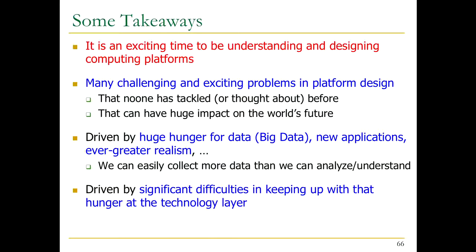And also, the platform design is driven by the bottom part. There are significant difficulties in keeping up with that hunger at the technology layer. Basically, there are three walls: energy, reliability, and complexity. Performance is always a problem, of course, but energy, reliability, and complexity are also big problems today. And you've seen that, I think, in all three things that we've discussed. The first problem was a quality of service problem that's caused by the complexity of the system.